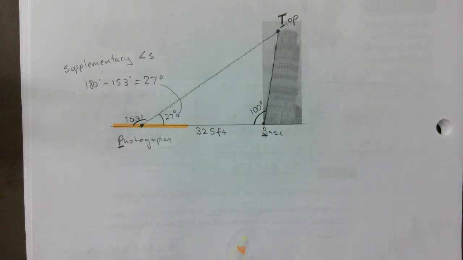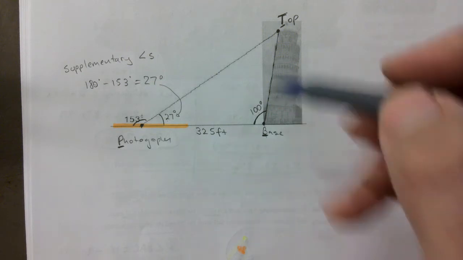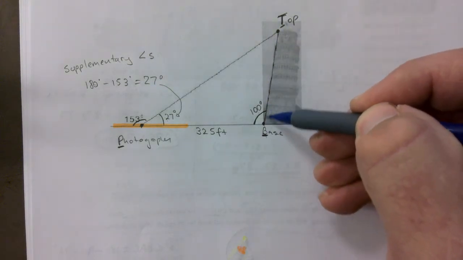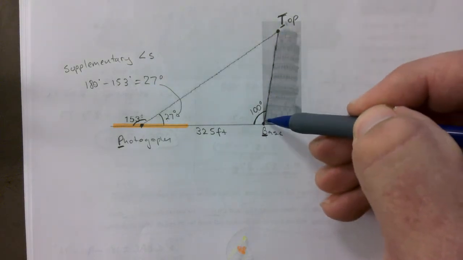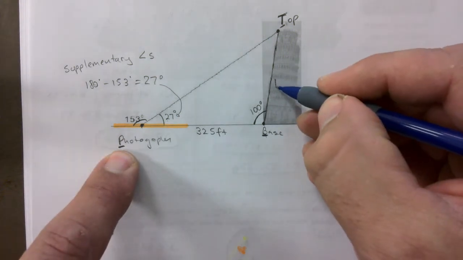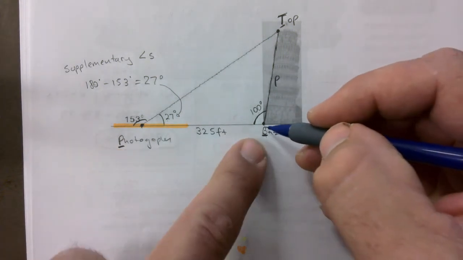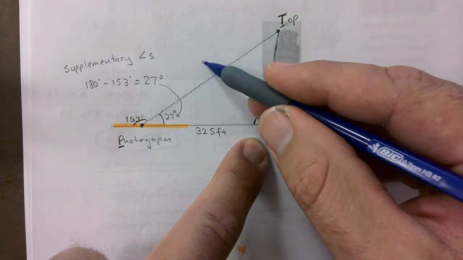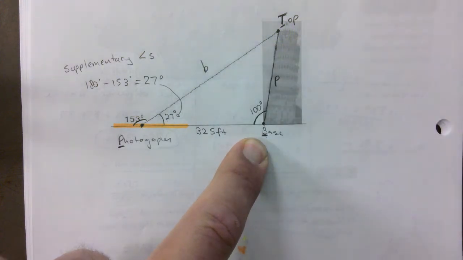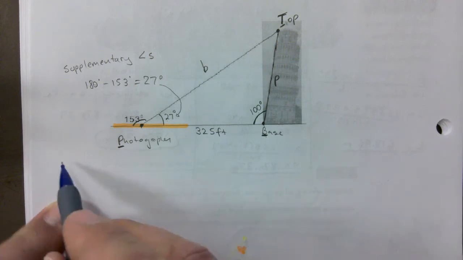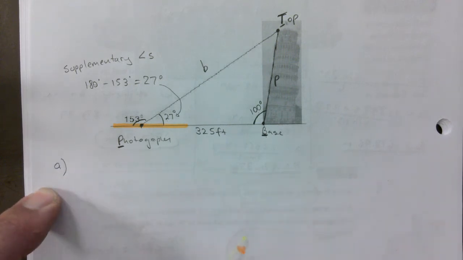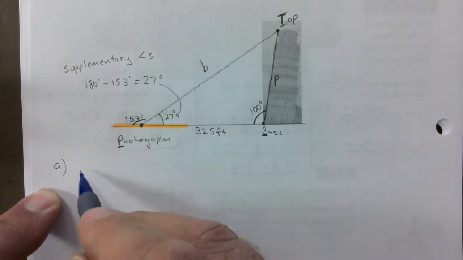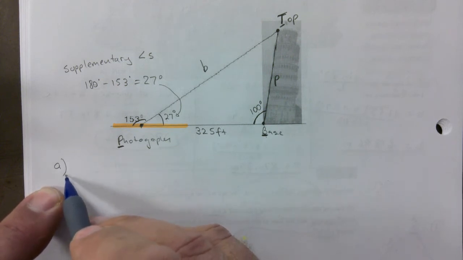And so what is A asking us? The length of the tower. So this is the length of the tower. We can call this lowercase p. Across from capital B, we have lowercase b there. And now we can go ahead and answer. A is asking for the length of the tower.